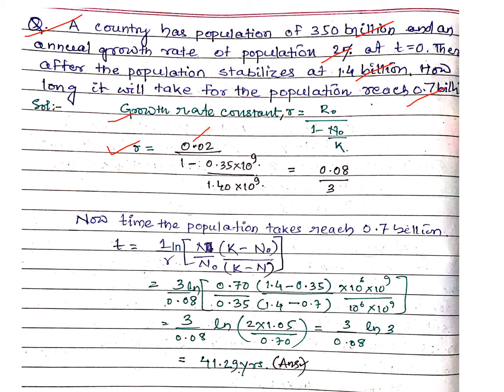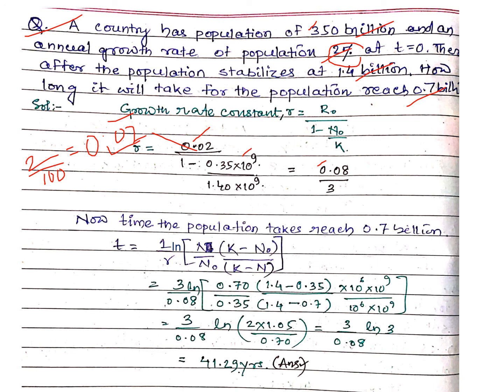Here we have seen that there is a 2% growth rate of the population. If we divide 2 by 100, you will get 0.02, so this is written here. And 350 million is 0.35 billion, so I have written 0.35 times 10 to the power 9. The final answer after calculating the mathematical terms, we get 0.08 divided by 3.